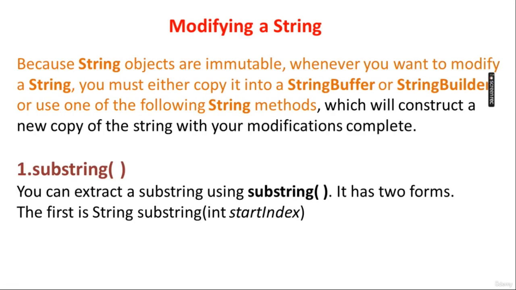Modifying a string. Because String objects are immutable, whenever you want to modify a string, you must either copy it into a StringBuffer or StringBuilder, or use one of the following String methods, which will construct a new copy of the string with your modifications complete. Your original string will remain intact no matter what. If you want to change the original string, you can use StringBuffer, as we have already seen in the previous session's first slide.